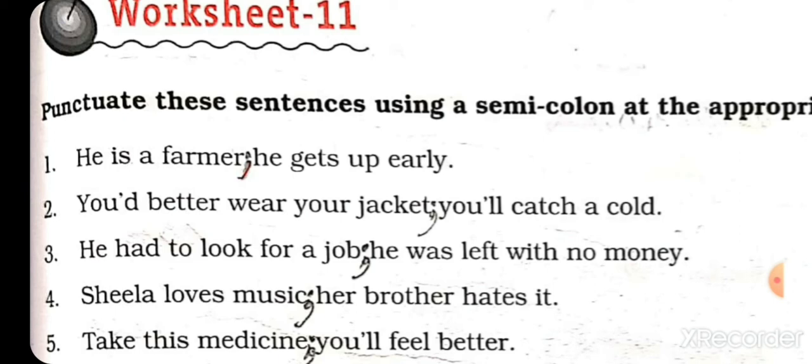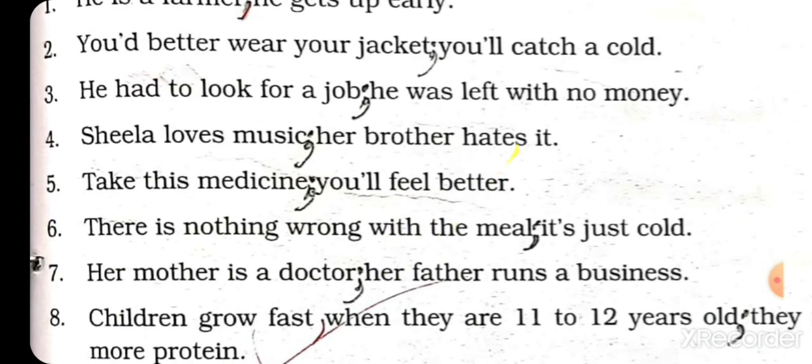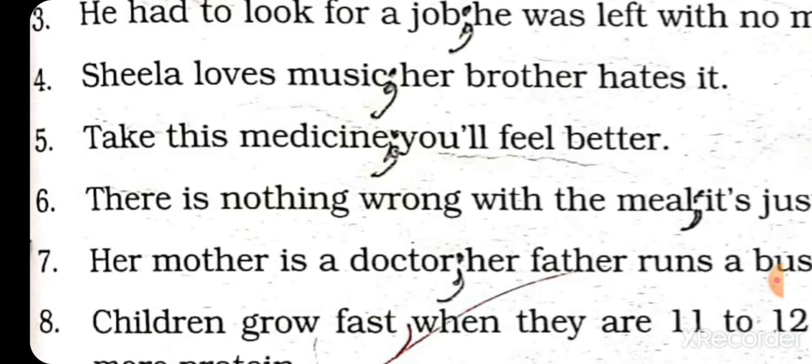Then, beta, the fourth one: Sheila loves music. Then semicolon. Her brother hates it. Next, students, the sixth one: take this medicine. You will feel better. Then after medicine, students, put a semicolon here. Then: there is nothing wrong with the meal. It's just cold. After meal, students, put a semicolon. Like this, students, try to do the remaining sentences yourself. Okay, now beta, let's move on to the next part.